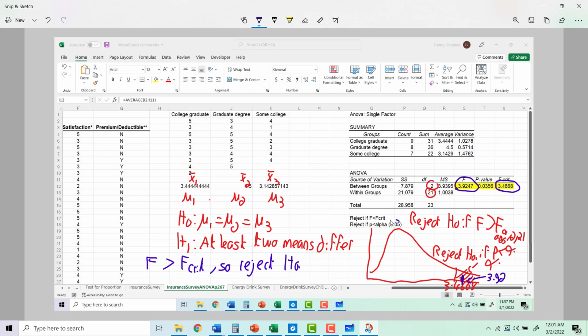And we're checking, my alpha here is 0.05, and we also have my p-value. We can say that my p-value, which is 0.0356, is less than my alpha, which is 0.05. So again, reject H0. And again, we're to the right, so this is my p-value here, which is less than my alpha. If we had a stricter test of 0.01, then we'd fail to reject. So what we can say is at least 2 of these groups differ.